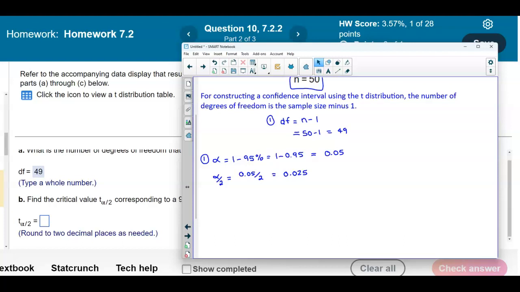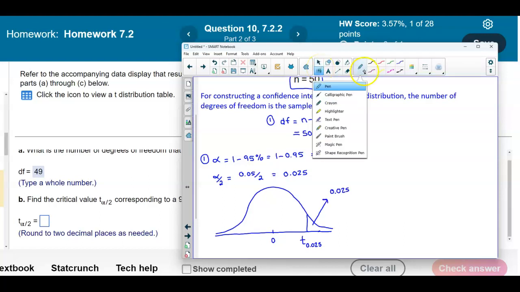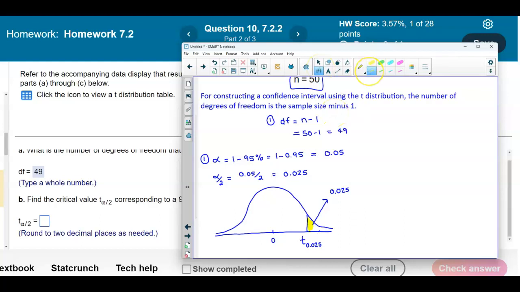So what does that tell us? Well, that tells us in the bell curve, the area that's to the right of our t distribution is going to be 0.025. And so that critical value is going to be t with an area to the right of 0.025. So again, this is going to be 0.025. Let's go ahead and shade that region since that's what we're looking for. Okay, so we know what that region is.